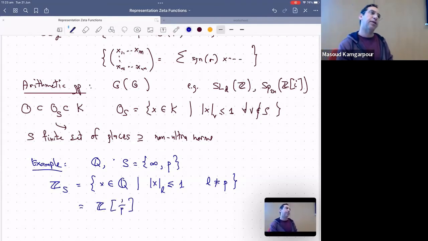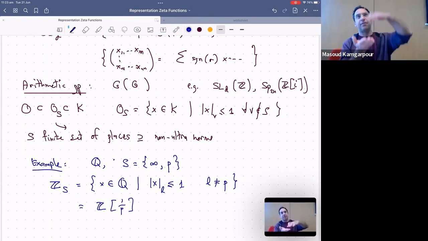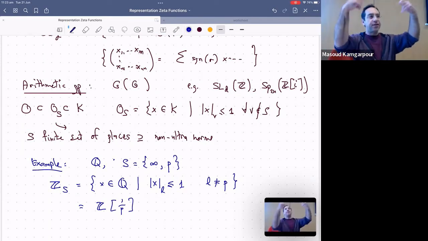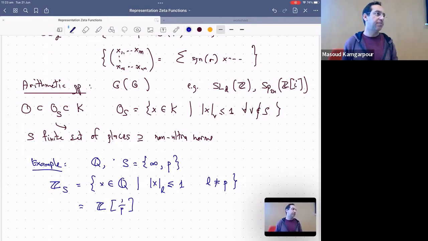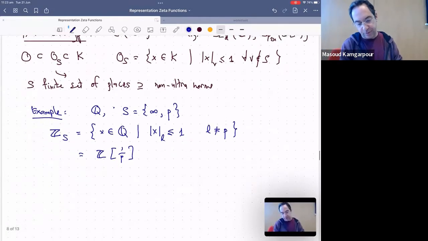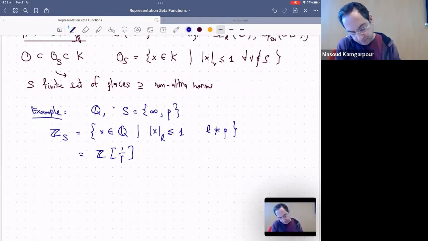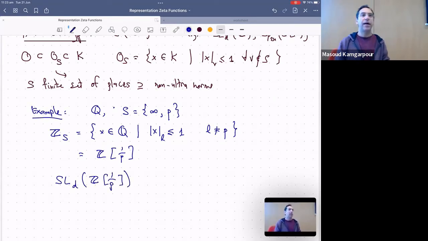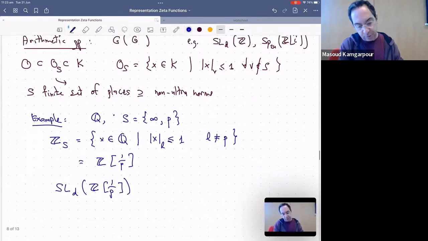Okay, and I could do that for any finitely many primes. And I could mix, I could take a ring of integers and then invert primes in the ring of integers. And then I can take these points for any algebraic group. So for example, I can now look at groups like SL_d and then Z[1/p]. Okay, and these are the algebraic groups that I'm going to look at.